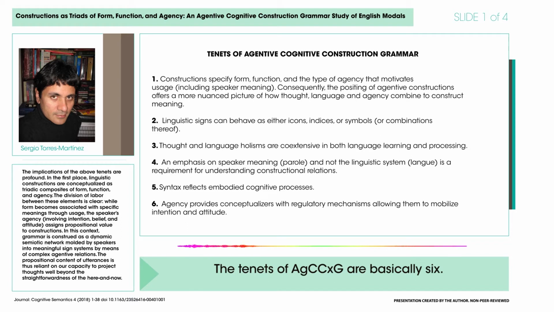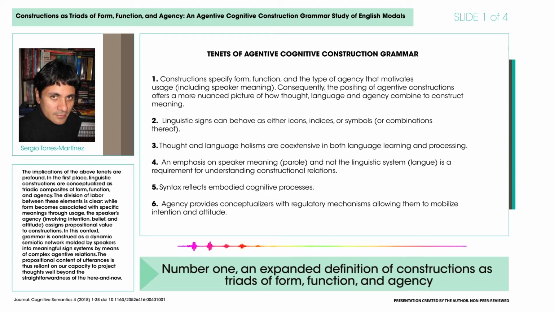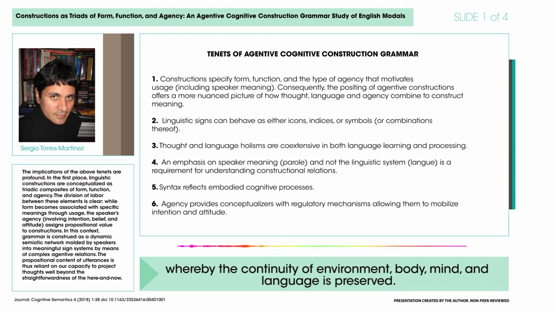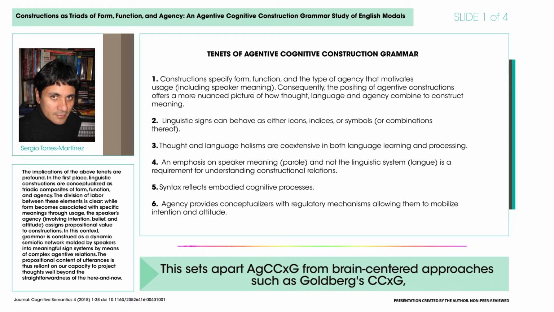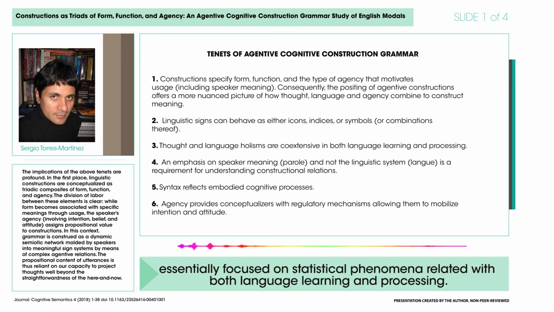The tenets of agentive cognitive construction grammar are basically 6. Number 1. An expanded definition of constructions, triads of form, function, and agency, whereby the continuity of environment, body, mind, and language is preserved. This sets apart agentive cognitive construction grammar from brain-centered approaches such as Goldberg's cognitive construction grammar, essentially focused on statistical phenomena related with both language learning and processing.